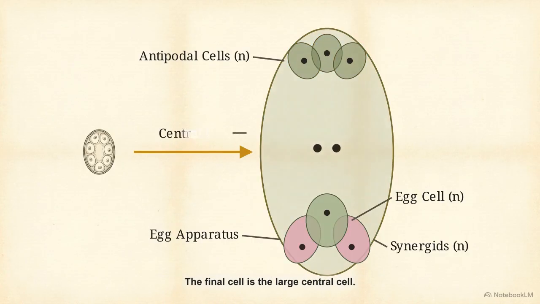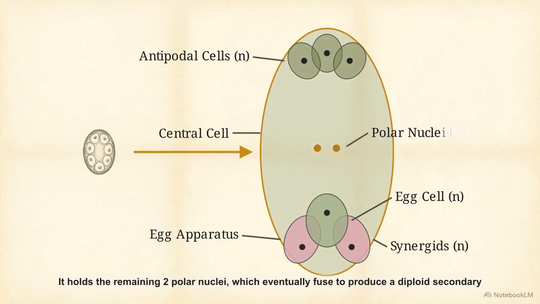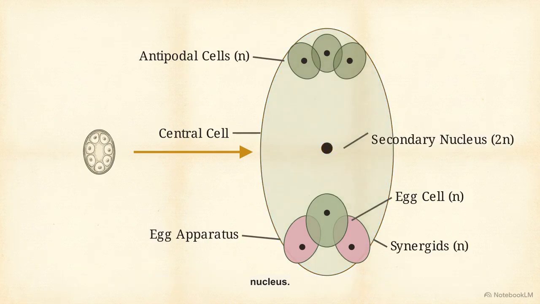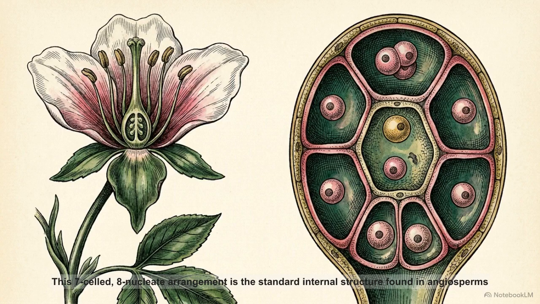The final cell is the large central cell. It holds the remaining 2 polar nuclei, which eventually fuse to produce a diploid secondary nucleus. This 7-celled, 8-nucleate arrangement is the standard internal structure found in angiosperms before fertilization begins.